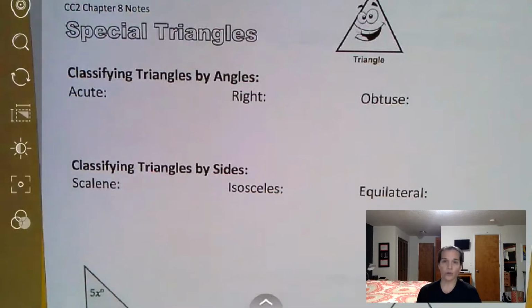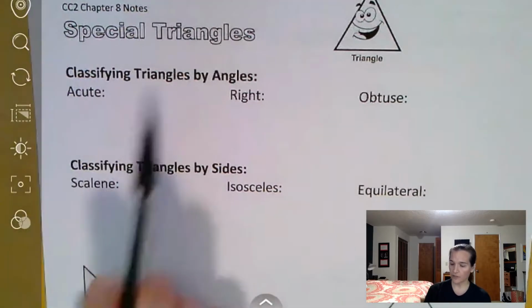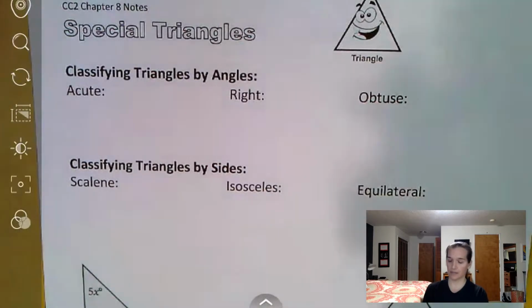We are working with special triangles today. We're using our angle sum theorem of triangles, that angles of a triangle add up to 180, and looking at some special triangles that will help us with these problems. So we're going to do a quick review when we classify triangles by their angle sizes.